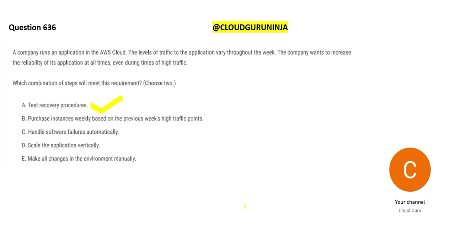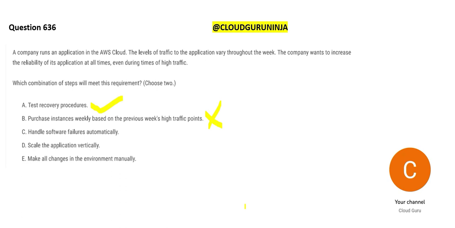The second says purchase instances weekly. This is the most silly option that I saw. Imagine a stock market. Just because the market went up last week, it will not necessarily go up this week. This is a very wrong assumption. This may not be true many times.